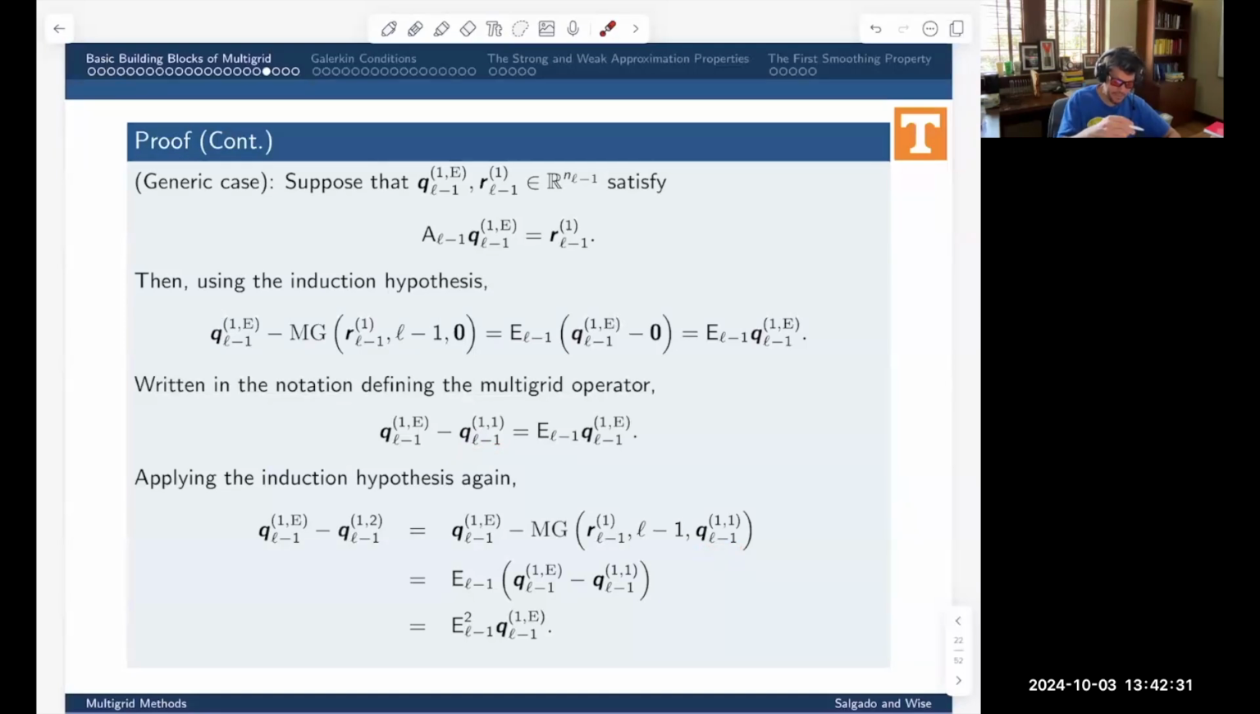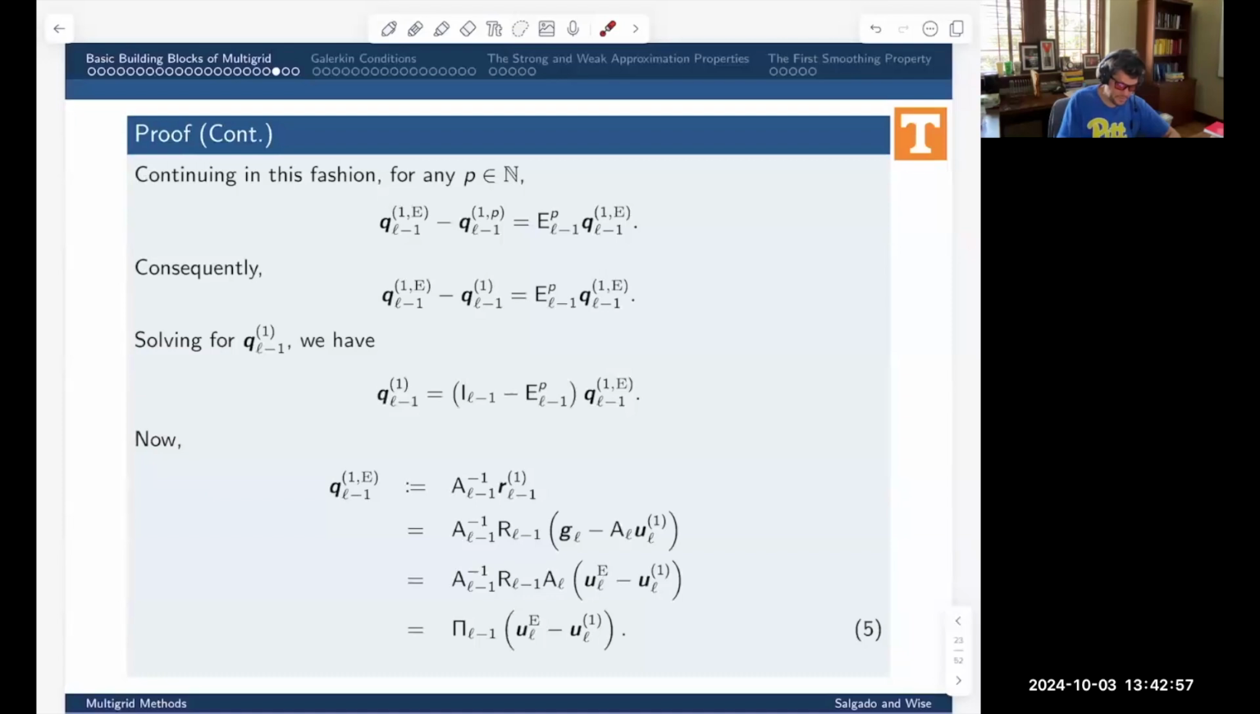This is because we're doing that loop right in the center. We're doing that P times. Then we get E_{L-1} squared times Q_{L-1}^{1}E when we compute the error between the exact coarse grid correction and the next object that we obtain by applying our multigrid algorithm. If you keep doing this, you're going to get this raised to the P power. So if we continue in this fashion, the true coarse grid correction minus the approximated coarse grid correction from our multigrid algorithm is equal to E_{L-1} to the P power times the true coarse grid correction.